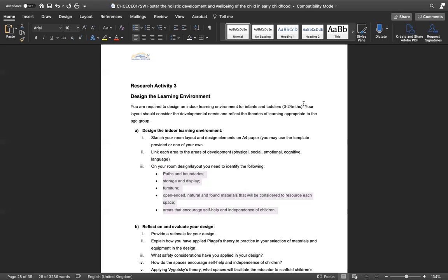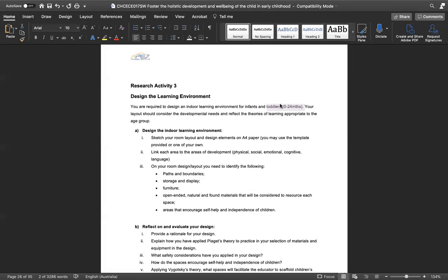Now, remember the age group is 2 to 4 years, 0 to 24 months. It's for a toddler's room, okay? So make sure you are planning for that age group. Don't have it too advanced, okay?